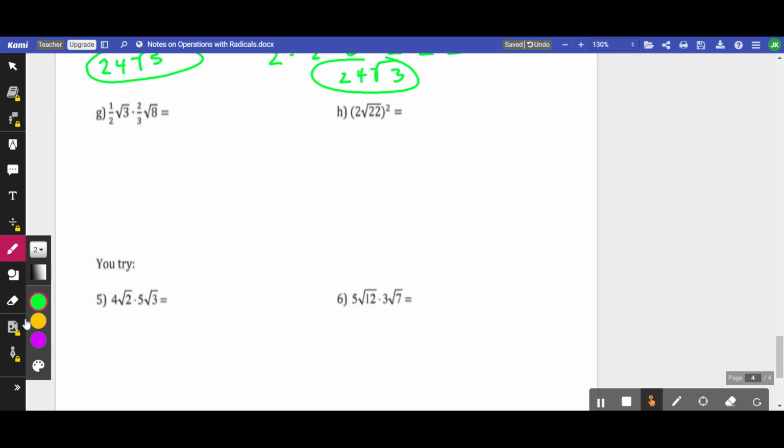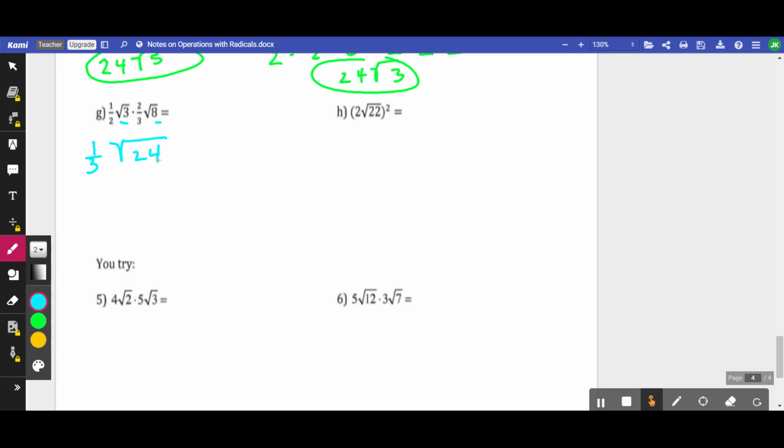And then for the next ones, you can start off the same way. These are just fractions here, but you're multiplying the numbers out front. So you'll do 1/2 times 2/3, and then you'll multiply the numbers inside. So 1/2 times 2/3, if you multiply those together, then you'll have 1/3. So you'll have 1/3 on the outside. And then you multiply the 3 and the 8 inside. So that'd be the square root of 24 then.